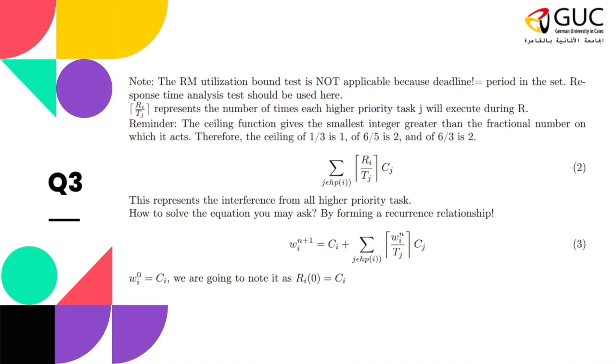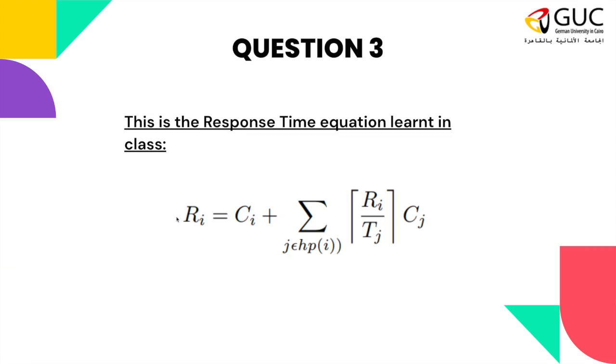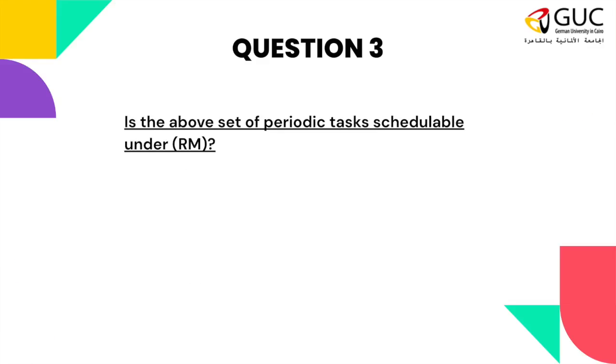By forming a recurrence relationship. If we go back, we had R of I equals C of I plus the summation of the ceiling of R of I divided by T of J, multiplied by C of J. As you can see, we have R of I here and R of I here. So I told you about the duplication. How can I use R of I when I'm actually calculating R of I? I do not know the response time of I, so how can I use this response time that I'm trying to calculate inside the equation? Hence, we form a recurrence equation.